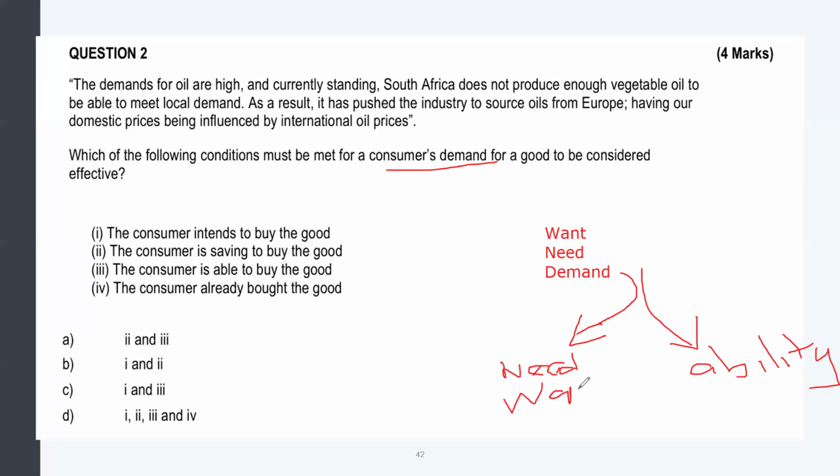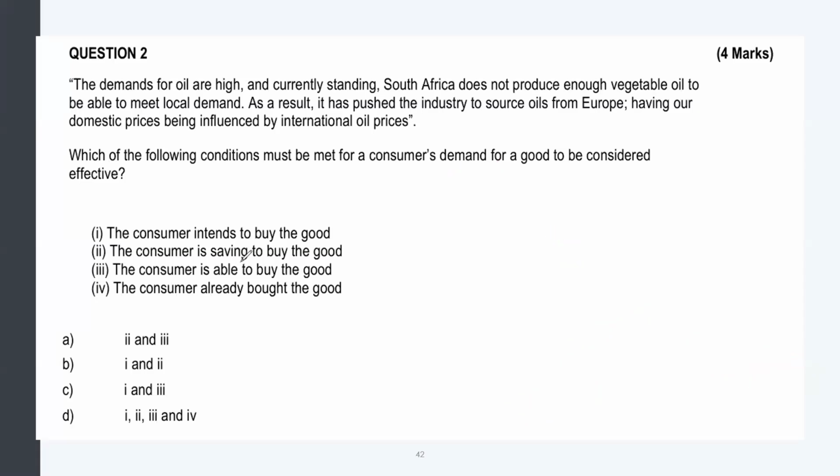So it's not actually the word need, because if you say need, it has a certain connotation. Usually we use the word want. Does the person want the product? That's the usual word that we use. And then the ability. Those are the two things. You have to want the product, and you also have to have the ability to buy the product. If those two things are there, then it's considered demand.